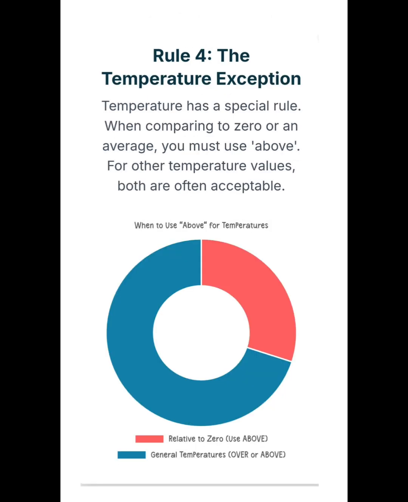Rule 4. The temperature exception. Temperature has a special rule. When comparing to zero or an average, you must use above. For other temperature values, both above and over are often acceptable. When to use above, for temperatures when relative to zero, use above, but for general temperatures, over or above.